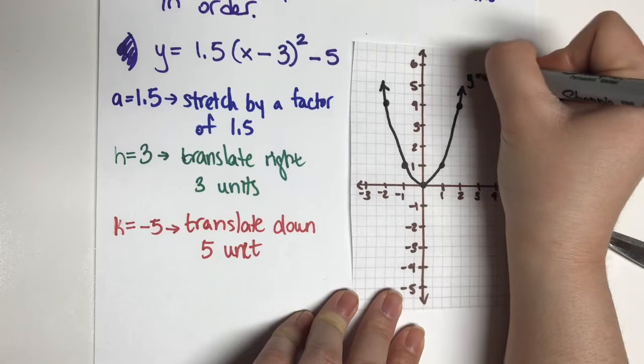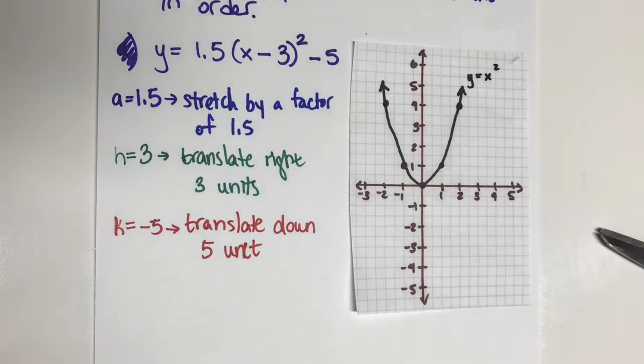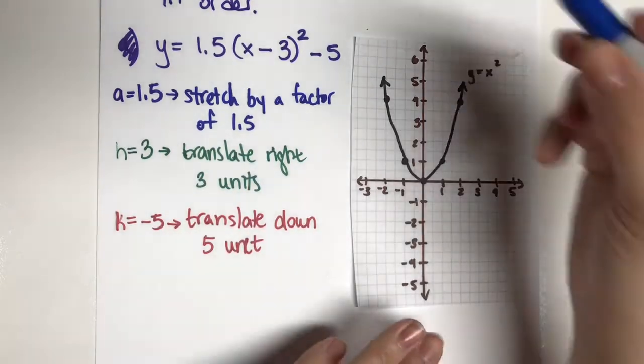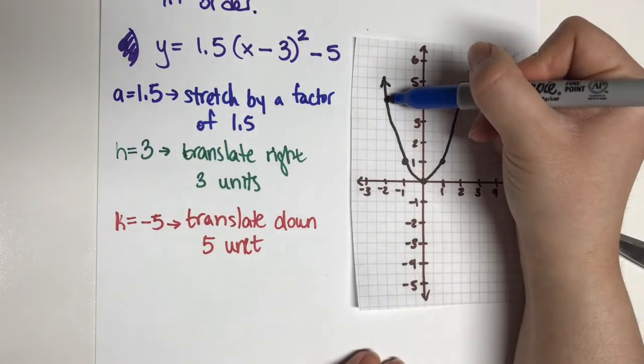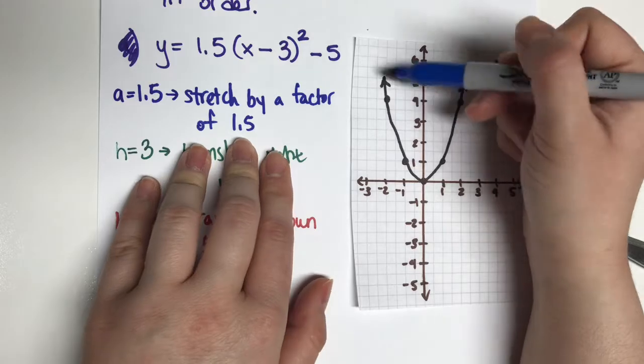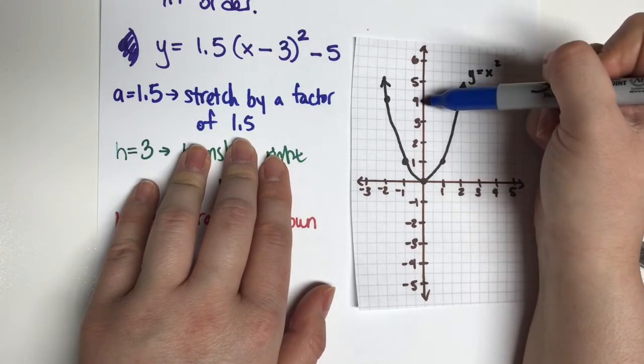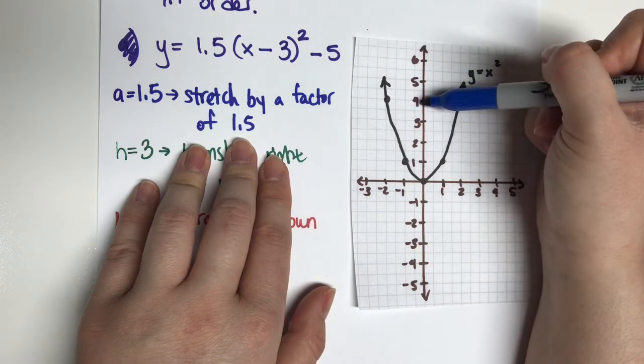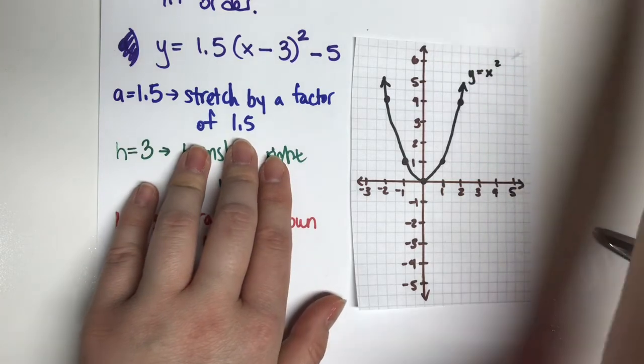So this is my y equals x squared. And again, I drew it on a slightly larger scale so that you can see. So I'm going to stretch by a factor of 1.5. That means I'm going to take each of my points. So that's what I'm doing first. Take each of my points, and I'm going to multiply the y value by 1.5. So here, the y value is 4. So I'm going to multiply it by 1.5.